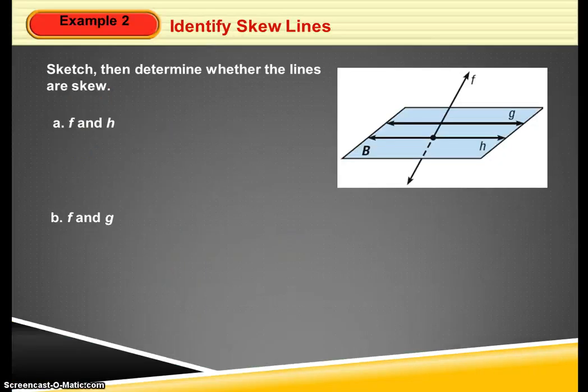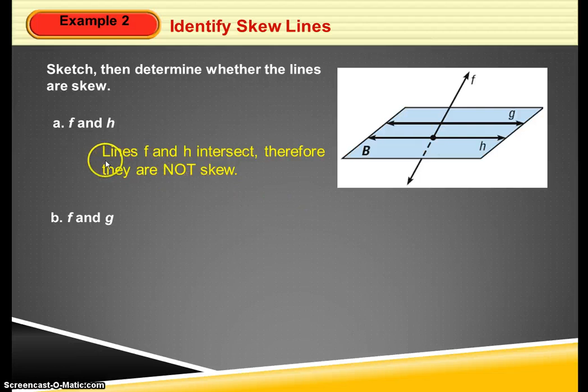So now we'll identify some. It says sketch, then determine whether the lines are skew. You have the drawing in front of you, so trace the lines in question. F and H. So the first question is, do they intersect? Here you should see that H and F intersect at this point right in the middle, the black dot. So these would not be skew lines. Lines F and H intersect, therefore they are not skew.